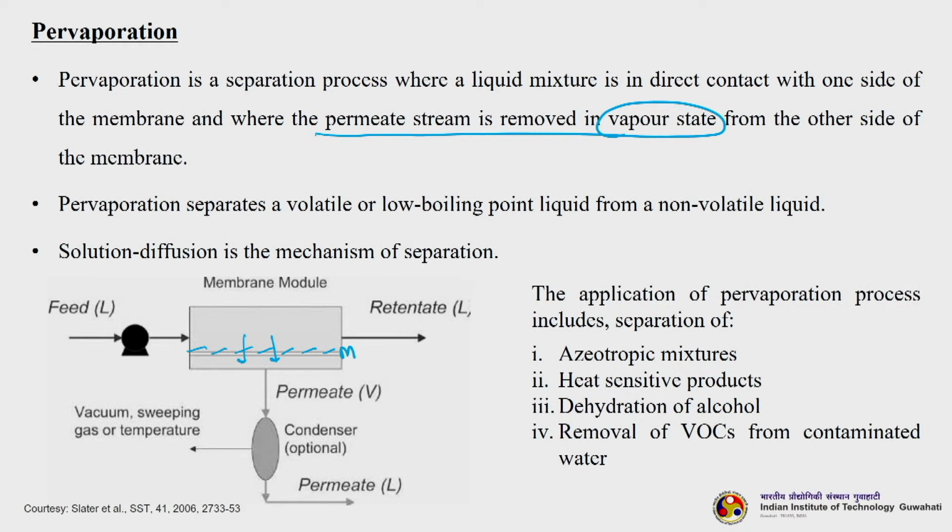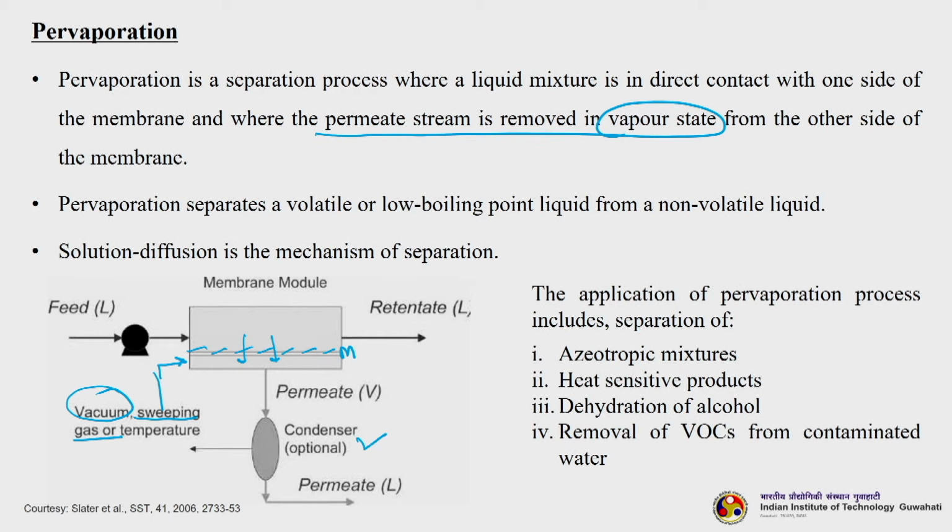I can achieve the vaporization of the permeate by two processes. Either I can have a vacuum pump here, which will create the vaporization of the permeate here, thereby creating a low vapor pressure there, or otherwise I can have a sweeping gas. I can pass a sweeping gas here so that it will create a low vapor pressure. And the condenser is optional. If we want the permeate as a liquid phase, then we can have a condenser.